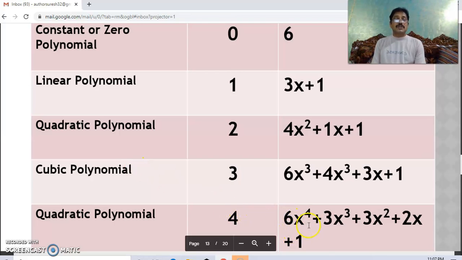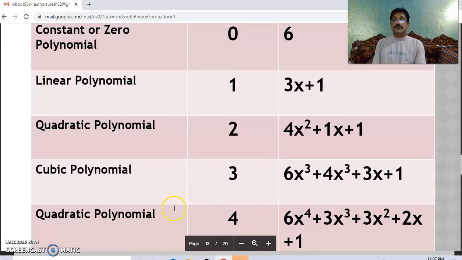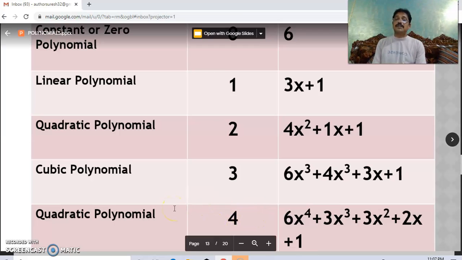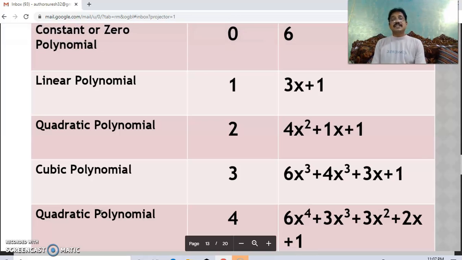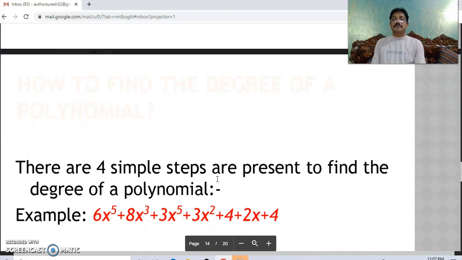Consider one more example, 6x^4 + 3x^3 + 3x^2 + 2x + 1. Here the highest power is 4, so the degree is 4, so we call it a quartic polynomial. When the degree is 0, we call it a constant polynomial. When the degree is 1, it's a linear polynomial. When the degree is 2, it's a quadratic polynomial. When the degree is 3, it's a cubic polynomial. When the degree is 4, it's a quartic polynomial. Is it clear? That's very, very important.